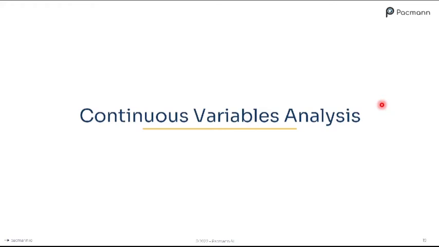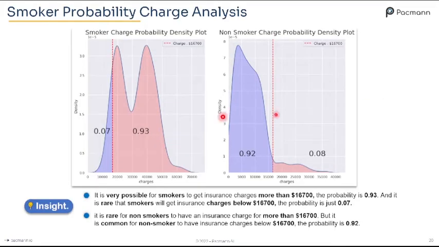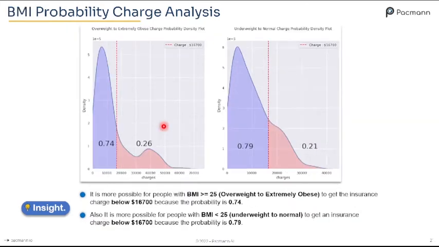Next, we will examine the probability through continuous variable analysis. This analysis shows us that a smoker has a probability of 0.93 of having an insurance charge of more than $16,700, while a non-smoker has just 0.08. This is a very distinct probability value between smoker and non-smoker.